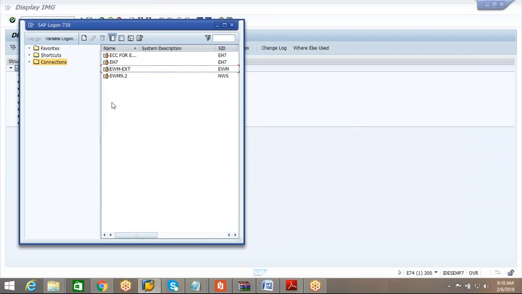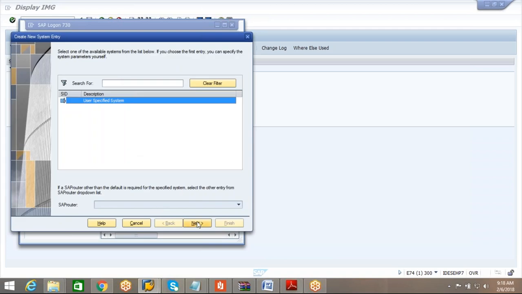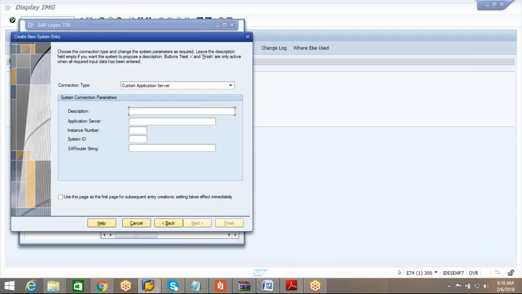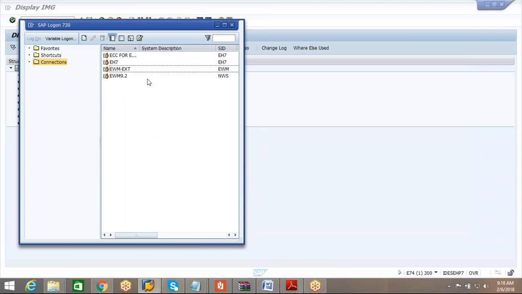See here, we need to have the SAP GUI logon pad. I am using the old version 7.3.0, because I have been used to it for a long time. Now you can find 7.40 and 7.50 or whatever it may be. Just go to create and next. Here I have given all the details like description, application server, instance number.